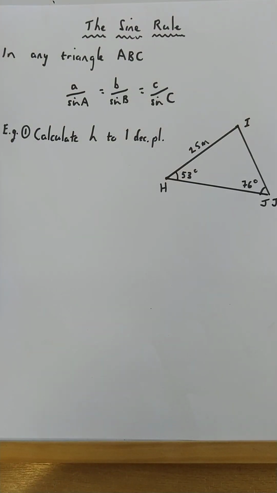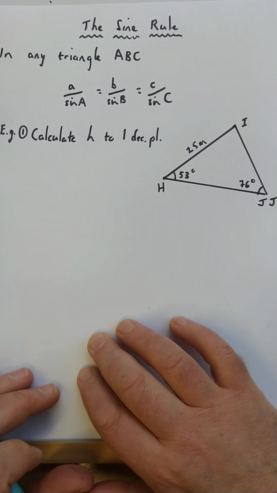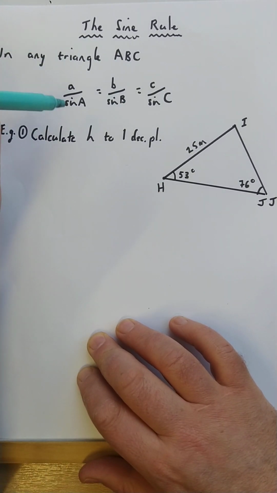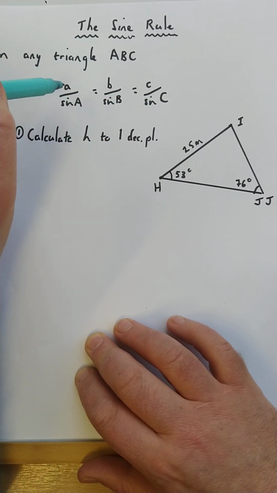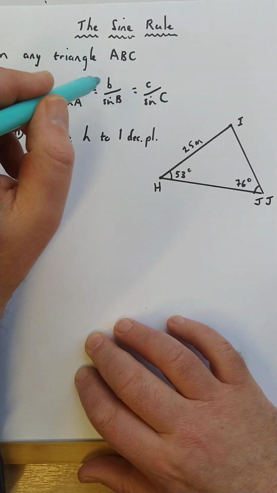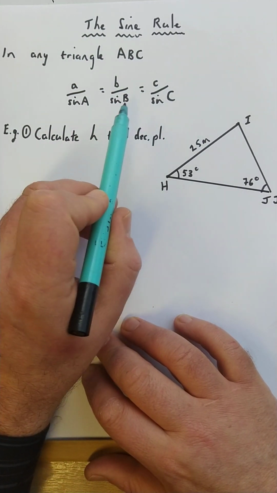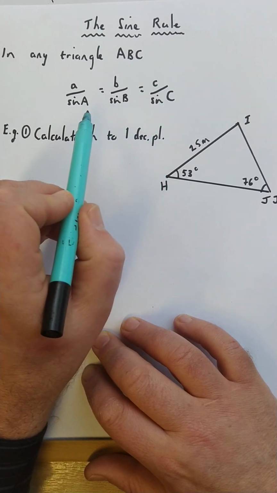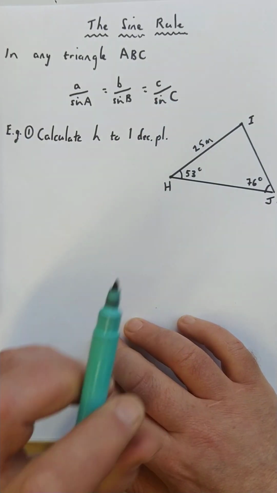There are two rules given in Nat5 on the formula sheet which connect the sides and angles of triangles together. One is the cosine rule, which we've already met, and the other, which we're tackling now, is the sine rule. Quite simply, it states on the formula sheet, a over sine A equals b over sine B equals c over sine C. Please note the top line are small letters, which we know represent the length of sides, and in the bottom line, uppercase or capital letters, which means these are the corners or vertices, in other words, sine of angle A, sine of angle B, sine of angle C.